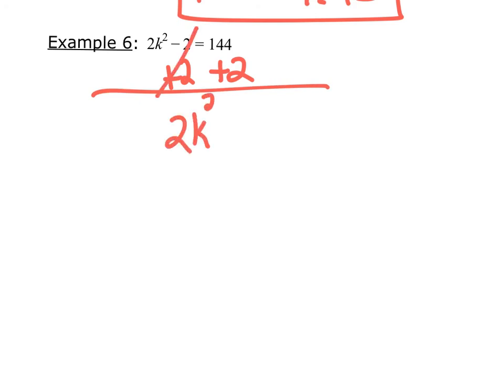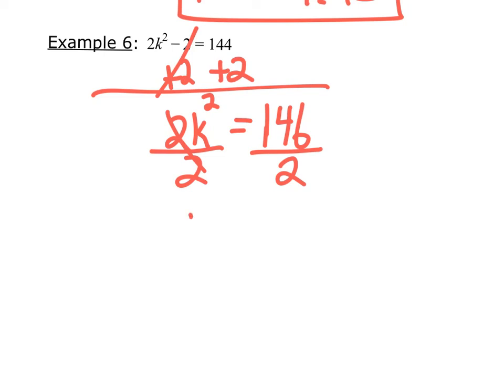Those cancel. Bring down your 2k squared. 144 plus 2 is 146. And then we do the opposite of multiplying by 2, so we're going to divide both sides by 2, which gives us k squared equals, all right, 146 divided by 2 is going to be 73.